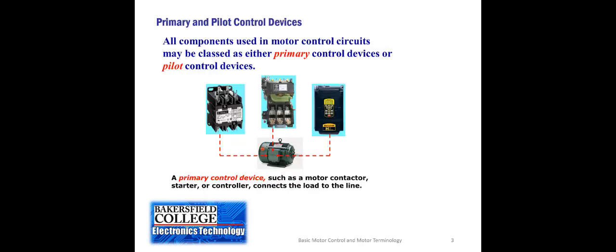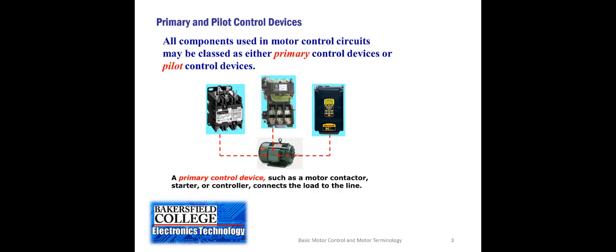So when we talk about control devices, there are some devices that are considered primary control devices and some that are considered pilot control devices. When we talk about primary control devices, we're talking about components that are primarily controlling the flow of current to the motor. So we're connecting the electrical power from the power line through this device, and then the current will reach the motor and the motor will function.